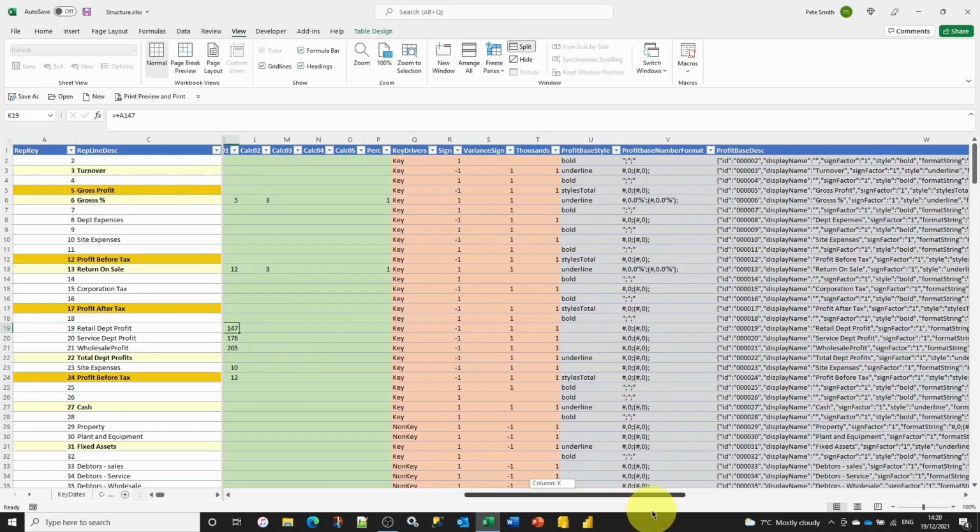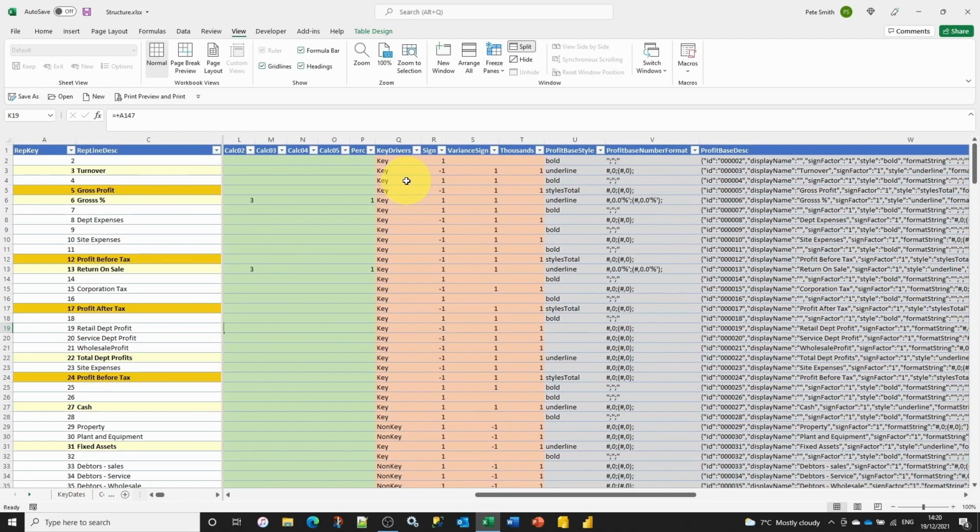Running along, the next salmon coloured ones are: is the number here a key driver or a non-key driver? This enables us to shrink down the results to just see the salient numbers when we get the information into Power BI. Do we want the number to be a positive or a negative number? And do we want signage to be positive or negative? These two columns help overcome the accounting signage issues and help overcome variance signage to ensure the colouring on the variances is correct.